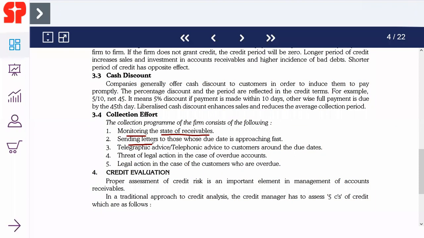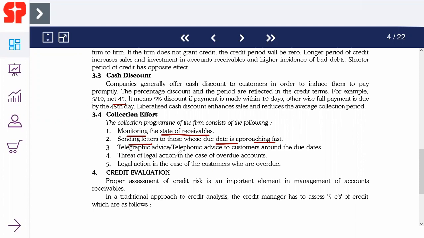So you should constantly monitor your data. Send them letters on time. If the credit period is overdue, you should send them letters, reminders, and also to those whose due date is approaching fast. Say 45 days, if anybody is given credit, the debtors may not remember that 45 days before they had taken some goods, because they will also be busy in their daily schedule. So you should make the effort to send them letters 5 days before, 10 days before, that your due date is approaching fast. Please repay the amount.